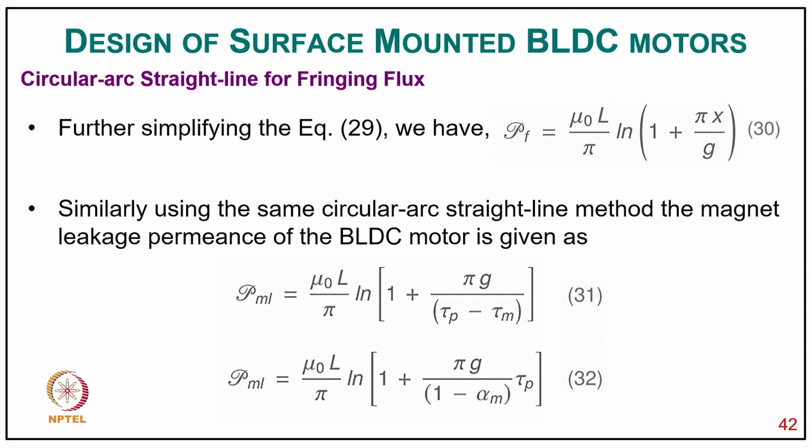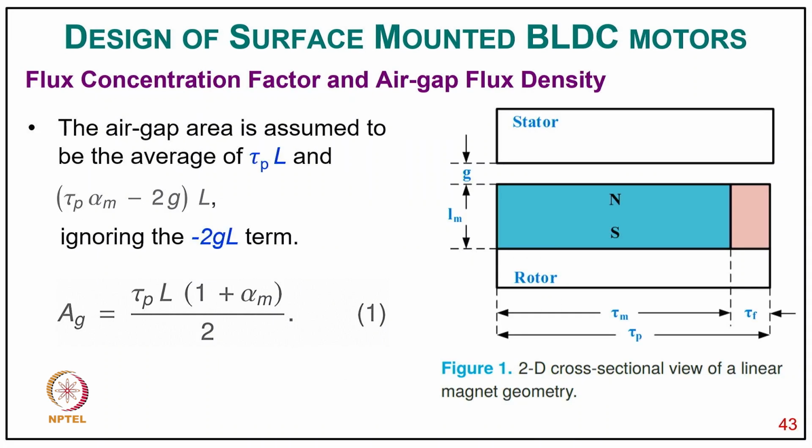Similarly, using the same circular arc straight line method, the magnet leakage permeance of the BLDC motor is given as rho ml equal to mu 0 L upon pi into logarithmic in bracket 1 plus pi g upon tau p minus tau m, and rho ml can be further simplified to mu 0 L upon pi into logarithmic 1 plus pi g upon tau m. Next, the air gap constitution factor and air gap flux length.